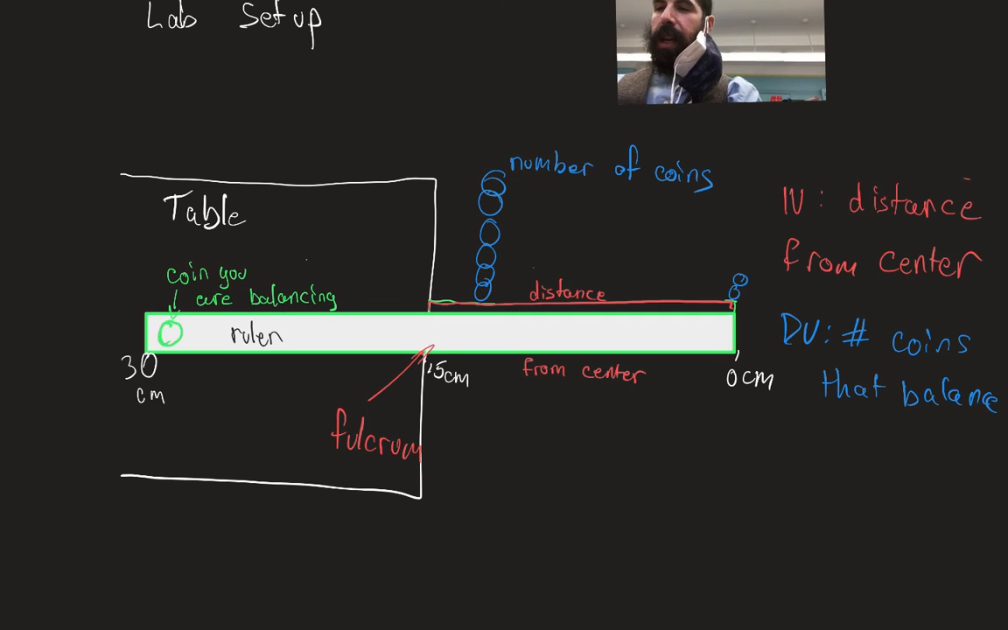You should also write down the variables you need to control or keep the same. Things like the position of that coin, the position of the ruler, what the ruler is resting on, or the kind of ruler, or even the kinds of coins. Make sure they're all the same. Write down your controls. Then you can write a hypothesis and put it all together.